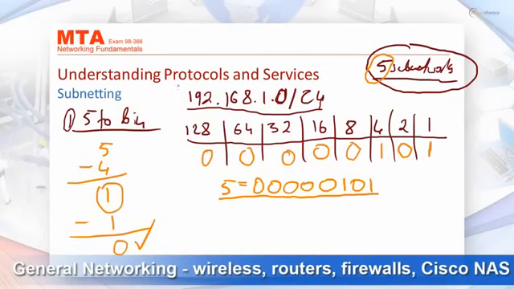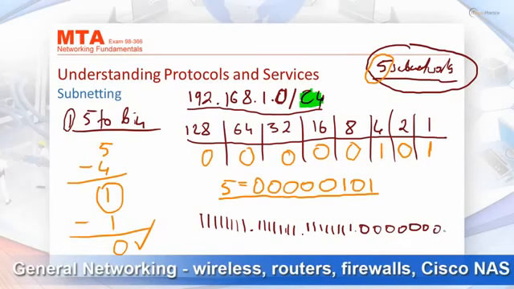The second thing we have to do, we have to convert the original subnet mask to binary. /24. We know how to do that. 24 means we have 24 ones. Yeah? 1, 2, 3, 4, 5, 6, 7, 8, four times over. That was easy.